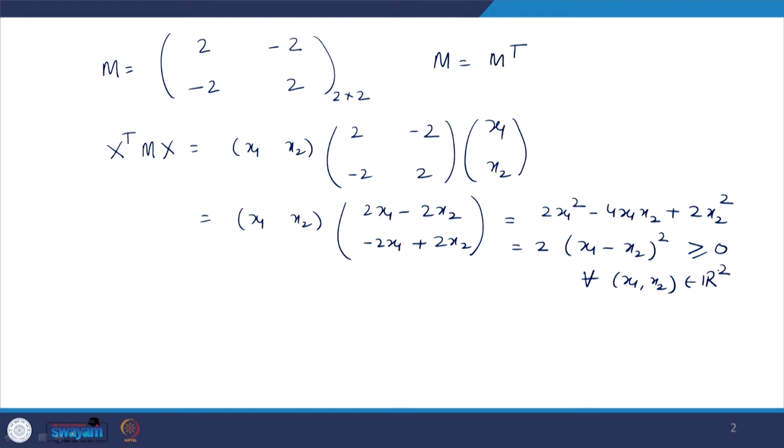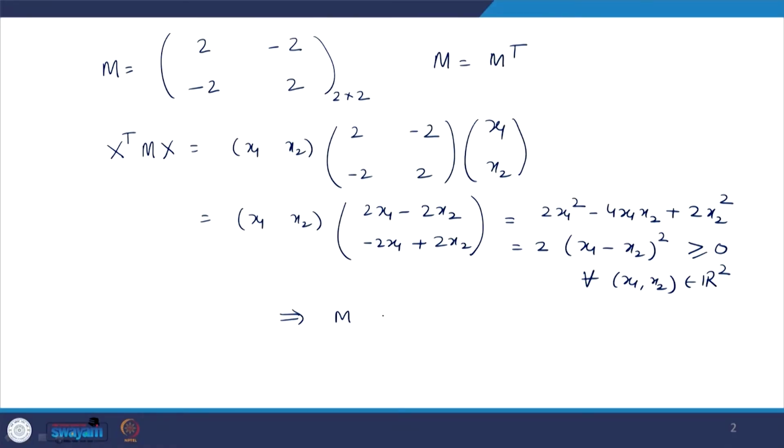So, what have we concluded from here? We have concluded that this matrix M is positive semi-definite. So, this implies M is positive semi-definite.